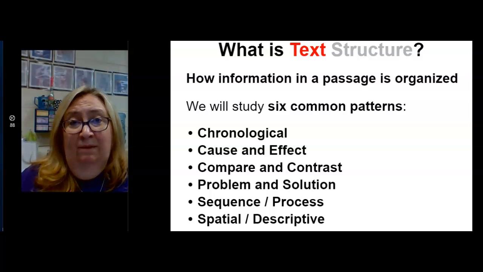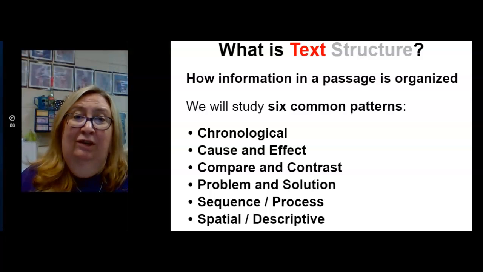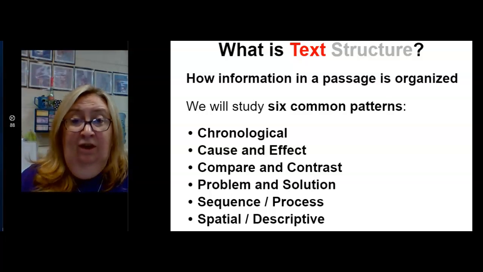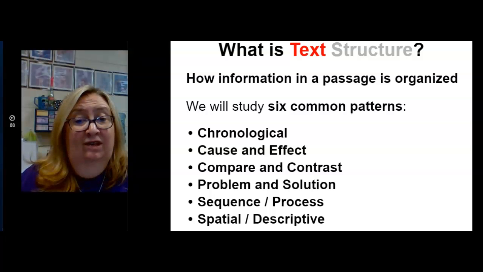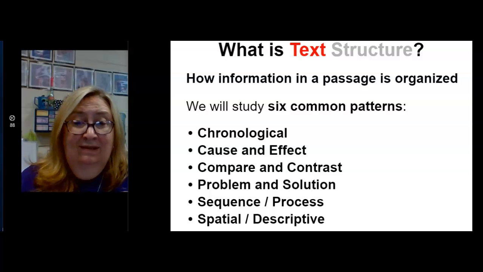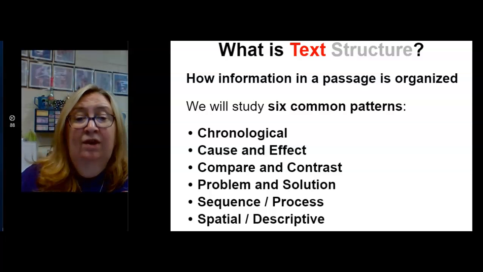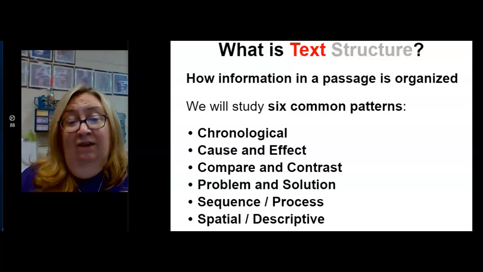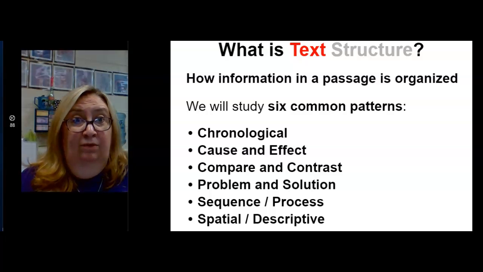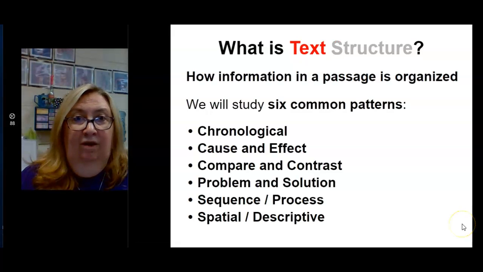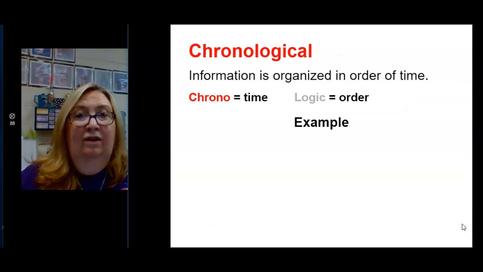We have 6 different types of text structure that we looked at this year. We're going to look at 3 today and 3 tomorrow. The 6 altogether are the chronological order, cause and effect, compare and contrast, problem solution, sequence and or process, and what we call spatial or descriptive. Now, again, we're only going to look at 3 of those today, so don't panic. All right, let's get started.